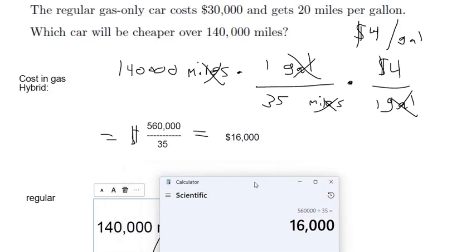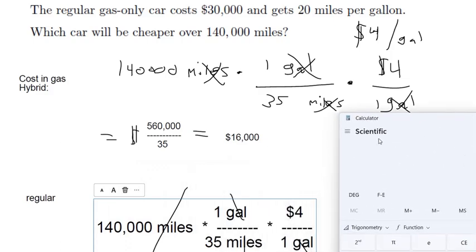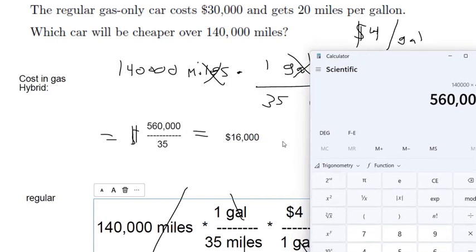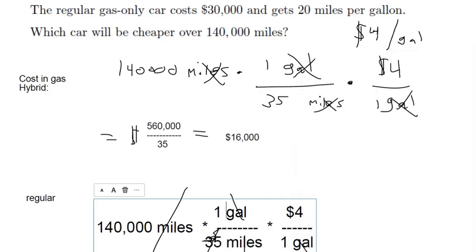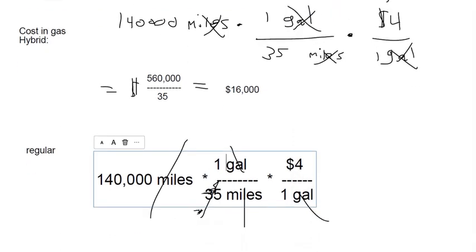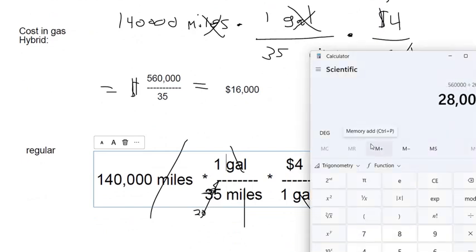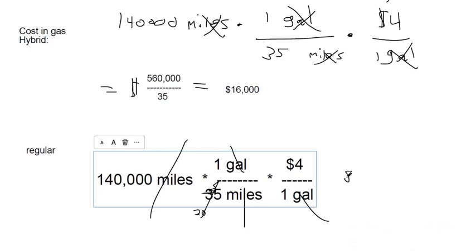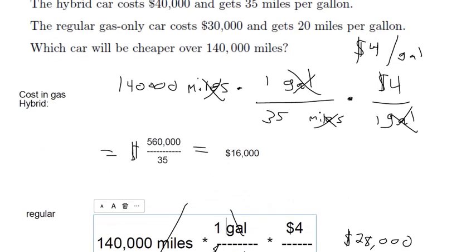So we got 140,000 times 4. It's 560,000 again. Oh, sorry, I put 35, but it's 20. This is now, we're talking about the regular car, the 20 miles per gallon. So we got 560,000 divided by 20 this time, so that's $28,000. So the hybrid is saving us about $12,000 in gas.